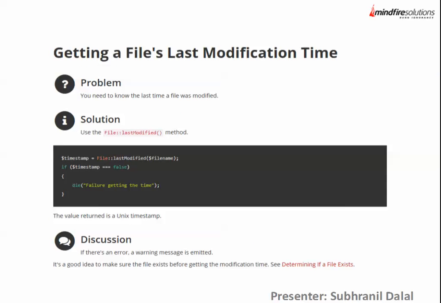Then getting a file's last modification time. That is also a very good feature they provided. Like if you want to see when that file was last modified, you use file last modified with the file name, and it will send you a Unix timestamp of the time that file was last modified. Okay. And if there is an error, a warning message is emitted. So if there is an error, you will get a warning message from there as well.